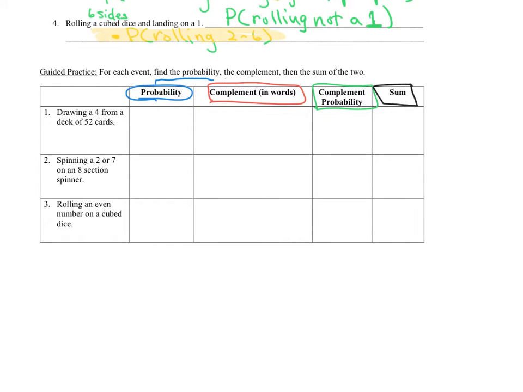All right, so let's do all the probabilities first. Drawing a 4 from a deck of 52 cards. They just told us 4 out of 52. This would be the probability of a 4 out of a deck. Okay? And this can simplify.